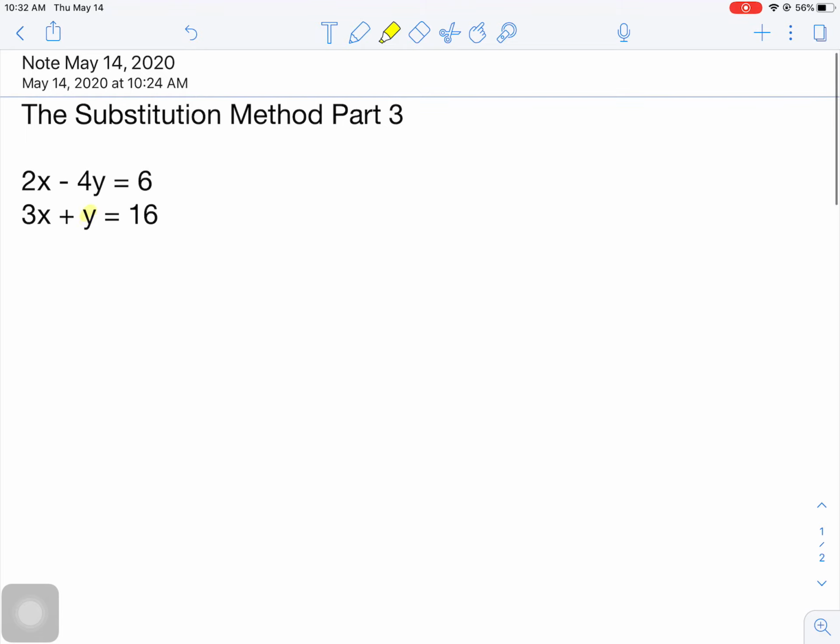The easiest one to solve for is the variable that's by itself. So in this case that y has just a coefficient of 1. Could be the x that's by itself. In this case we're going to solve for the y. So we're going to take that second equation, we're going to get y by itself.